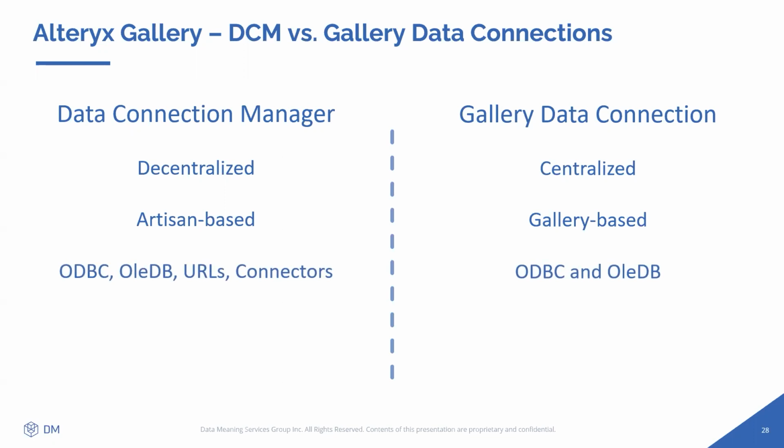Types of connections: DCM supports ODBC, OLEDB, URLs, connectors, and more to come. So you are able to use the download tool with a URL saved in your DCM, and all the connectors, SharePoint, output. Everything that you have there and you need to manually connect, now you can use DCM to manage. And the gallery data connections are mainly for our data sources with ODBC and OLEDB connections.